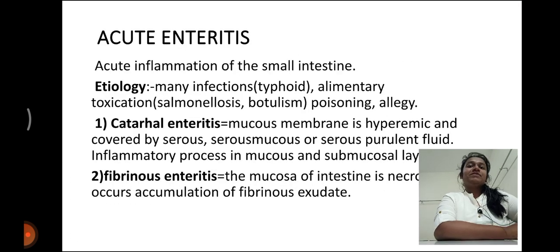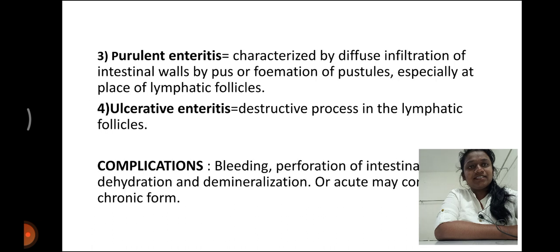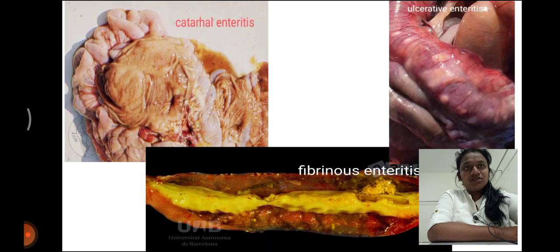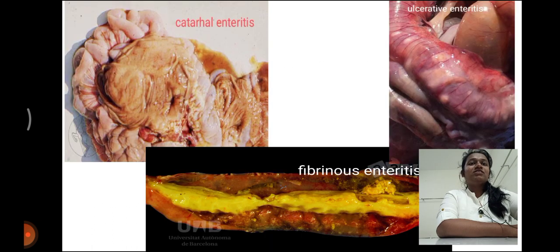And the second type is fibrinous enteritis. The mucosa of the intestine is necrotized, occurring by accumulation of fibrinous exudates. Let's see its photo. It's a fibrinous enteritis.